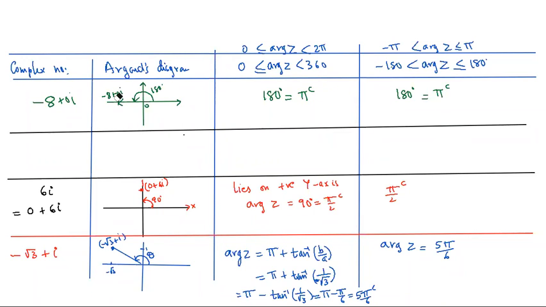Okay, next question is -1, -√3i. Third quadrant, both are negative. So it will come here: -1, -√3i.